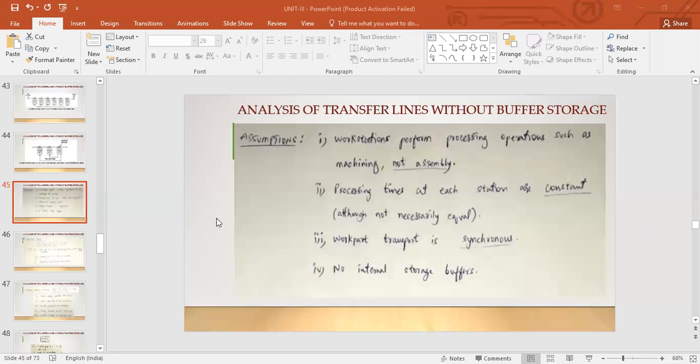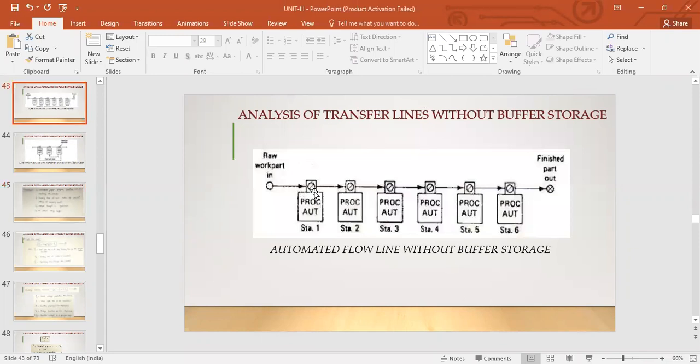Okay, so synchronous, okay, that is clear, I believe. And the third one is asynchronous, right? So I just wanted to have a quick revision. Third assumption is the transport of the work part is synchronous, right? So all of them are moving at a time. Okay, for example, you see this example that after every, let's say the cycle time is 6 seconds, so after every 6 seconds each work part will move on to the next one. Okay, the first one will move to the second station, the second one will move to the third station. Okay, so every 6 seconds the transfer mechanism works and it shifts the work part one step ahead. Okay, I hope I'm clear.